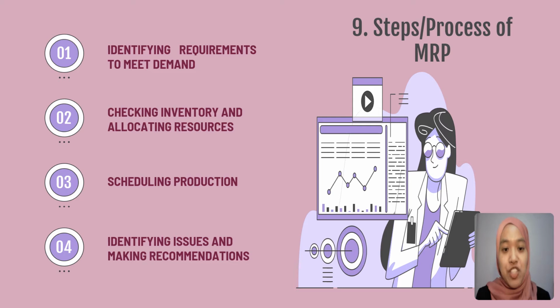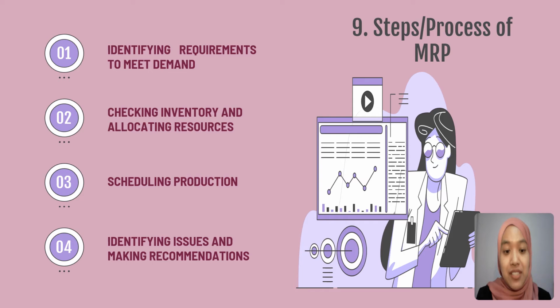The second step is checking inventory and allocating resources. Utilizing the MRP to check demand against inventory and allocating resources accordingly, the company can see the items they have in stock. This is important if the company has inventory across several locations. The third step is scheduling production. Using the master production schedule, the system determines how much time and labor are required to complete each of the products, so that the production can avoid delay.